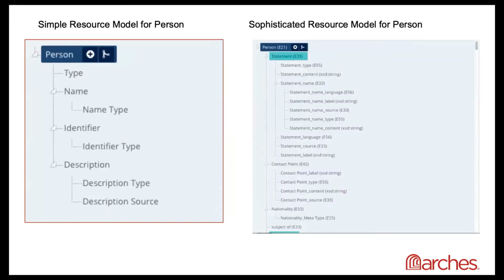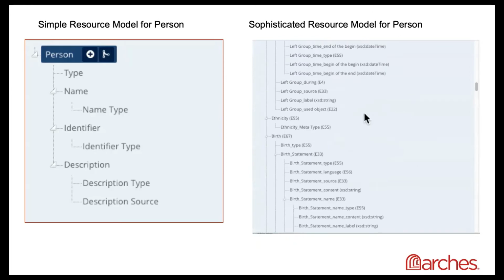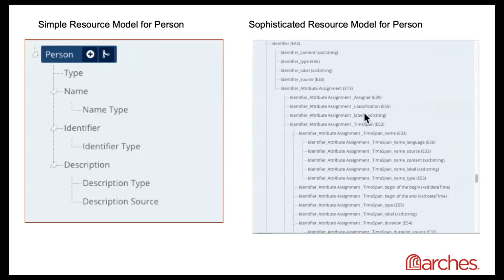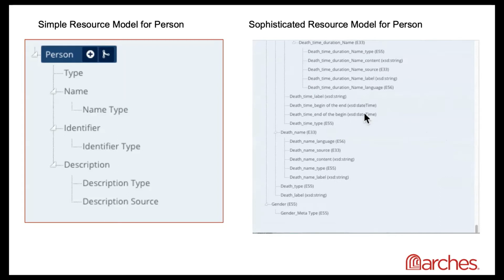Now, because different projects have different requirements, this means that the resource models can be very different from project to project. You'll see the simple person resource model that we just discussed on the left. And on the right is a more sophisticated resource model for person, where the modeler attempted to include every possible point of data that one might want to collect for a person. The point here is that you can tailor your Arches resource models and hence your Arches implementation to your unique project needs and priorities.